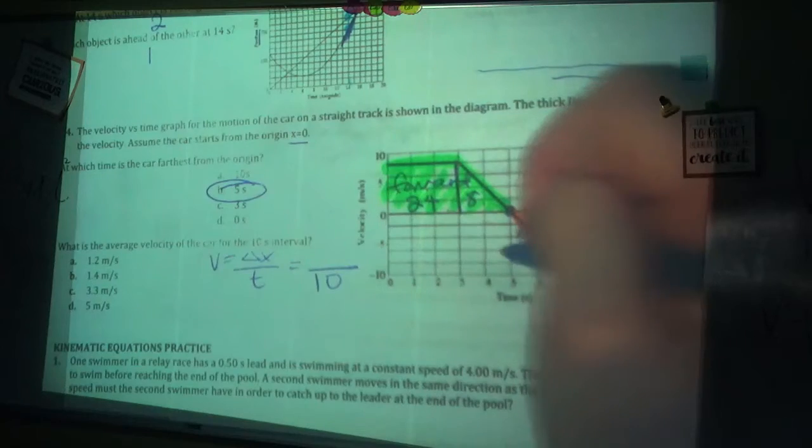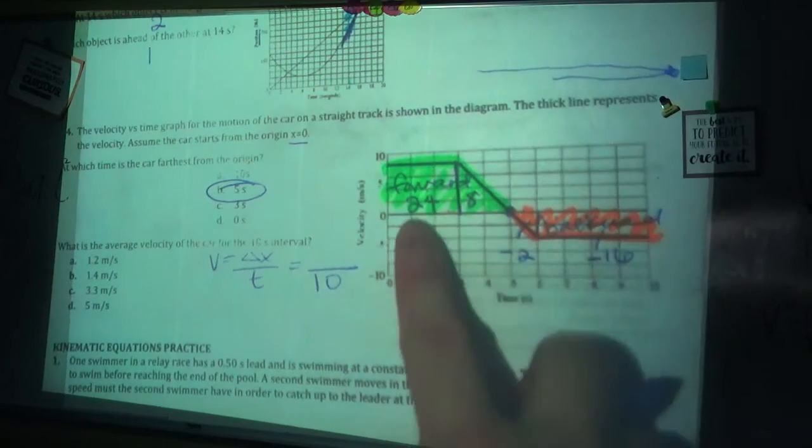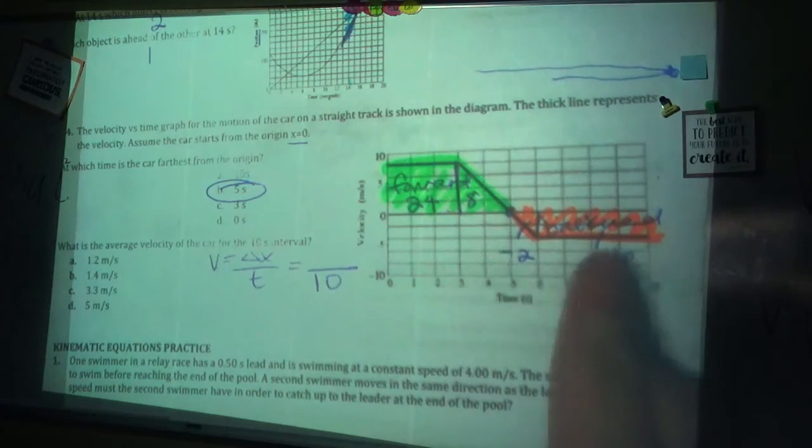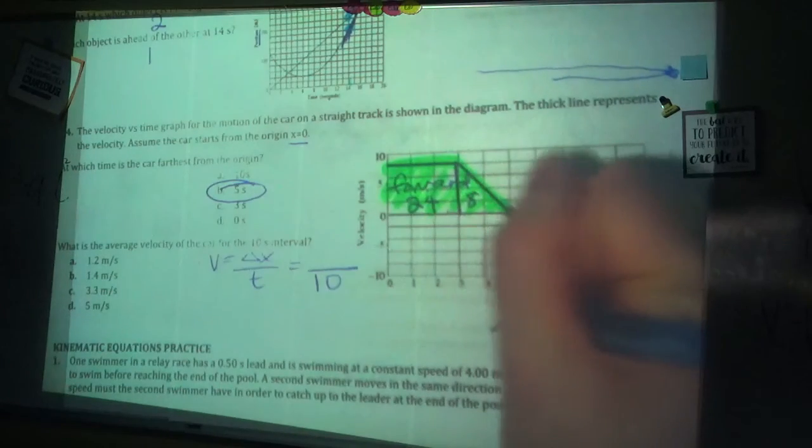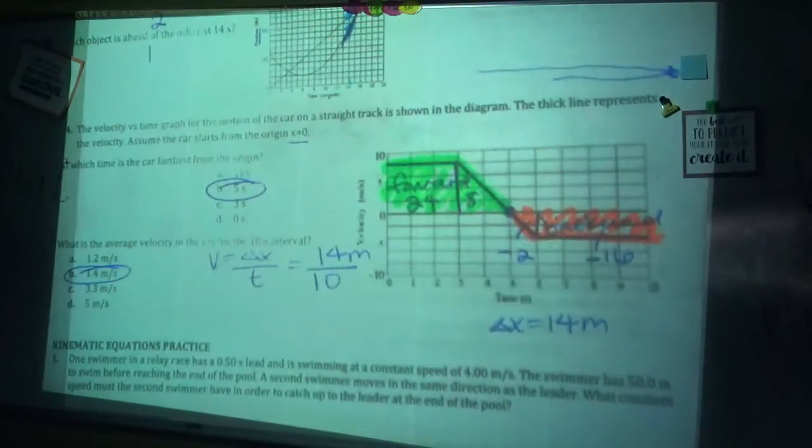And then right here was negative 2. So then you add it all up, 24 plus 8 plus negative 2 plus negative 16. My displacement was 14 meters. And then you just do 14 meters over 10 seconds and you get the 1.4.